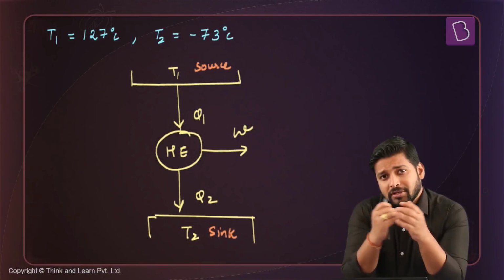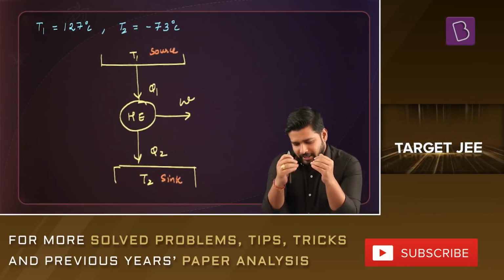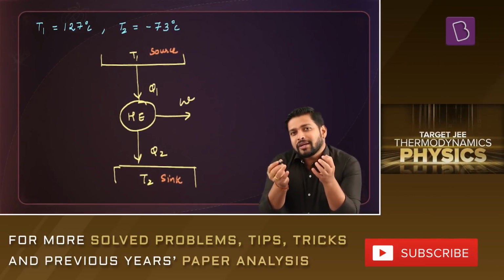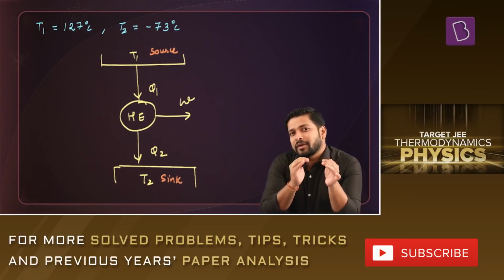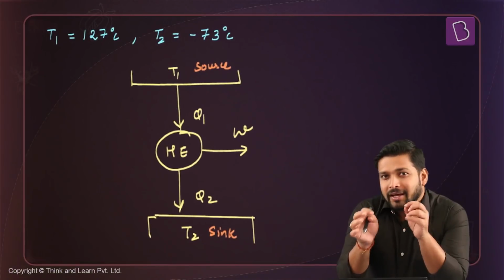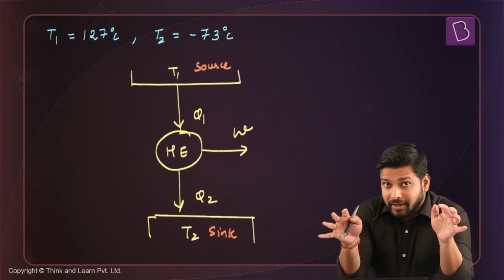T1, the temperature of the source, is given to us as 127 degrees Celsius, and T2, which is the temperature of the sink, is given to us as minus 73 degrees Celsius. So we are told that there is some efficiency eta when it operates in this condition, all right? Then they change certain conditions and they want us to calculate the efficiency in all these different conditions, all right?